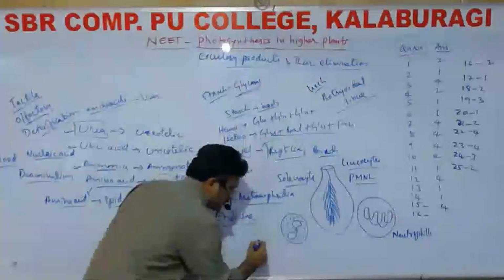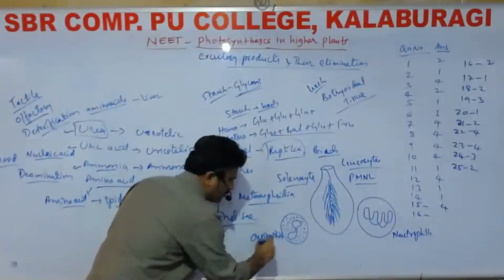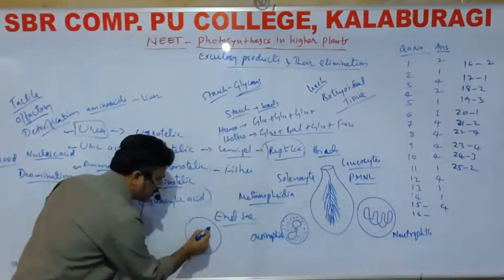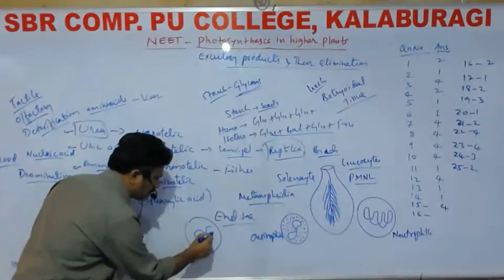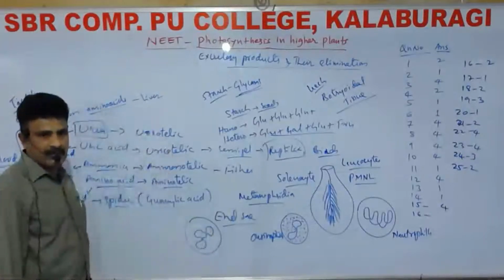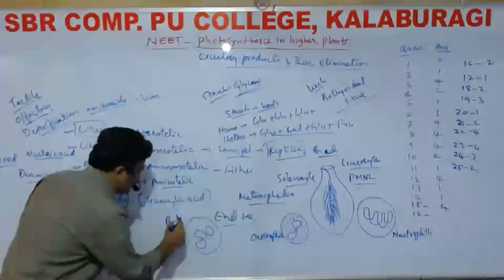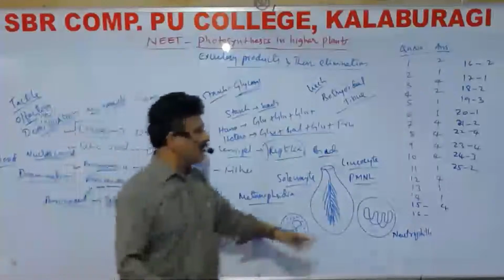This one is eosinophils. The basophils have a trilobed nucleus. They possess a trilobed nucleus, like this. These are basophils. So all these cells are referred to as granular leukocyte cells.